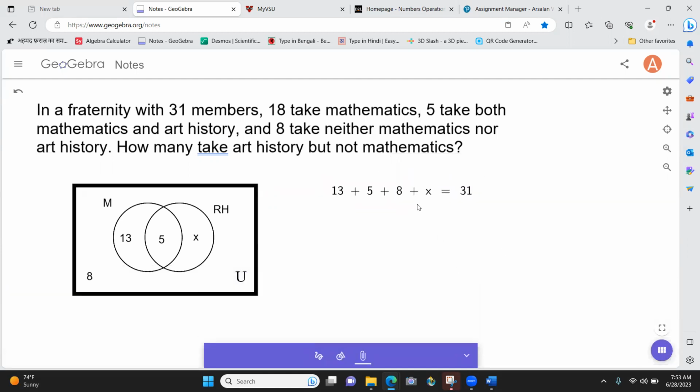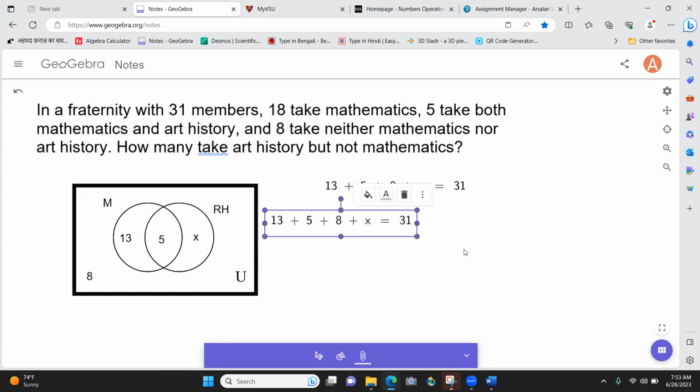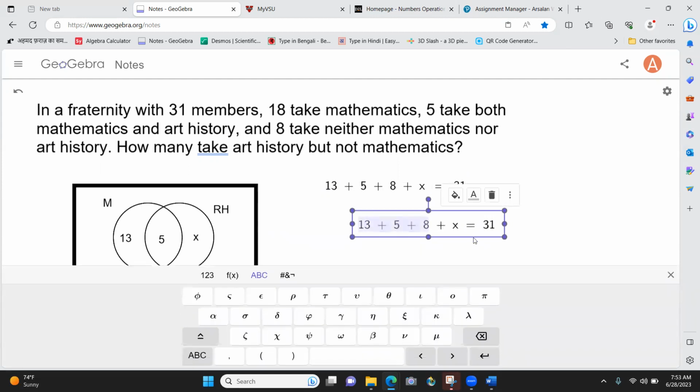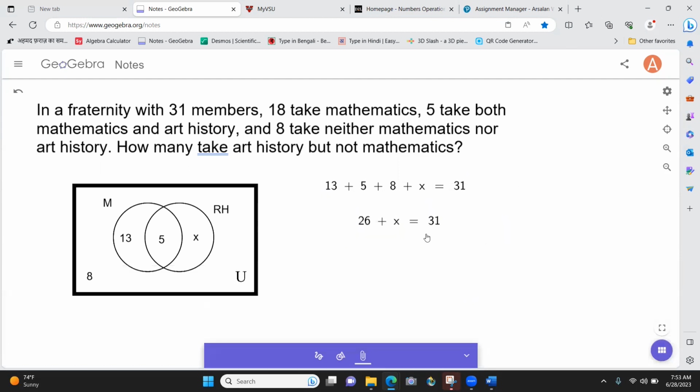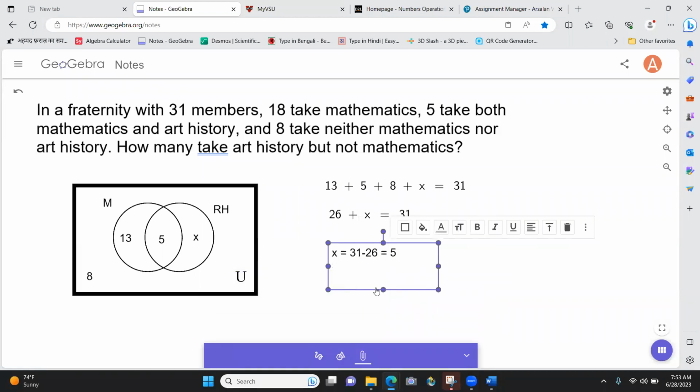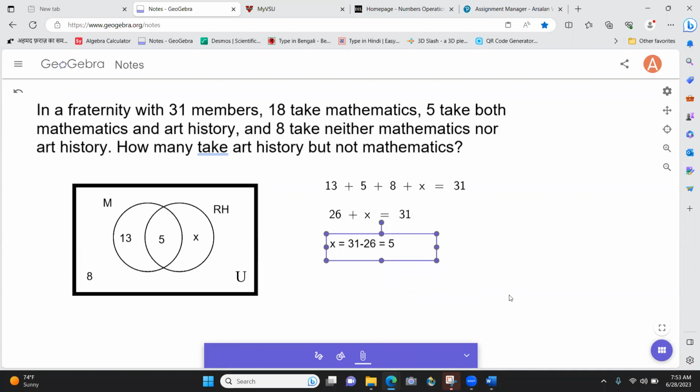All right. Now, that's 26, if I'm not mistaken. This is 26. And X is 31 minus 26, which is 5. That's my answer. 5 members take art history, but not math, or only art history.